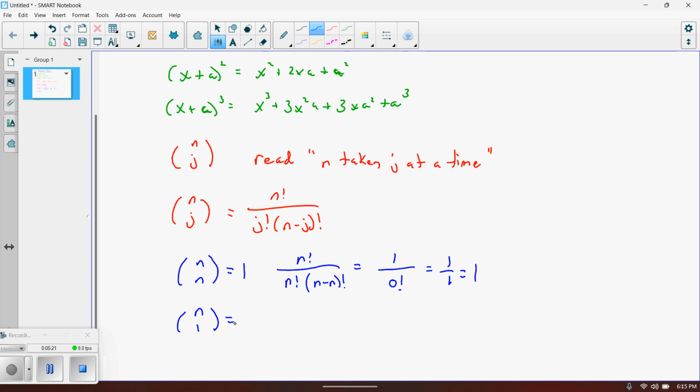And let's see that that happens. So that would be n factorial divided by 1 factorial times n minus 1 factorial. So let's simplify. Well, 1 factorial is just 1, so that basically becomes a 1 in the denominator. But then on the numerator, I've got n factorial, which by definition is n times n minus 1 times n minus 2 all the way down. But that is the same as n times n minus 1 factorial divided by n minus 1 factorial, which leaves you with just n.